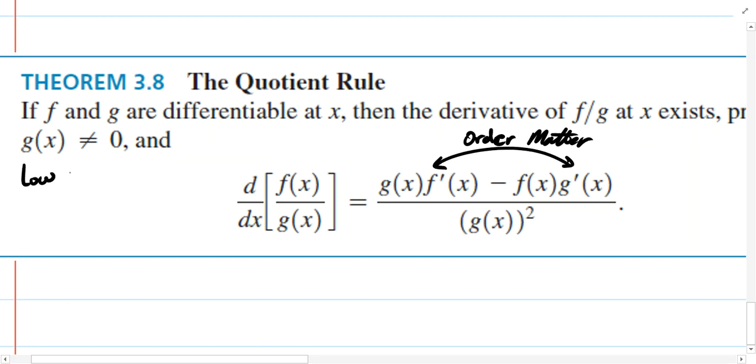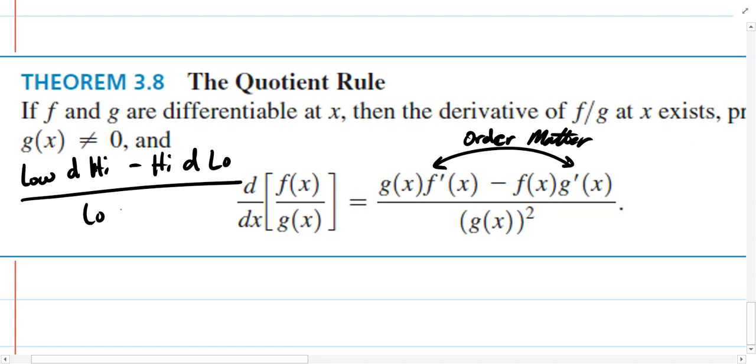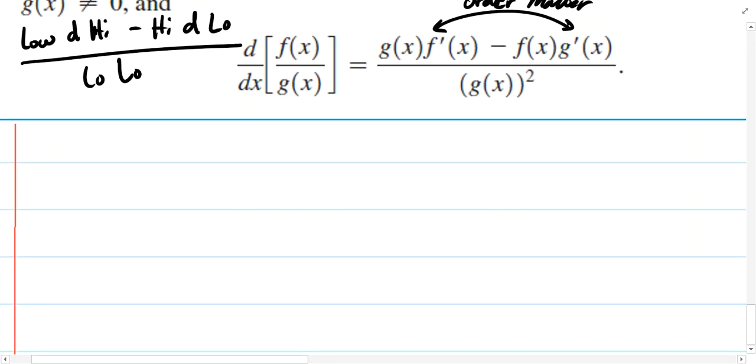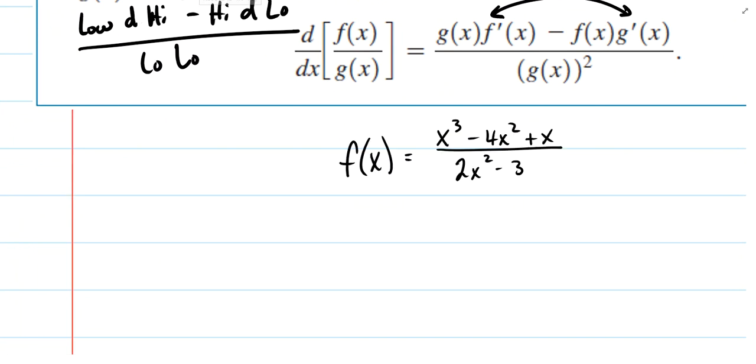From our original video, the phrasing that I said that might help you remember this quotient rule is low d high minus high d low over low low. If you say that phrase to yourself or come up with a little tune to remind that order, it'll help you memorize this rule pretty quickly. Low d high minus high d low over low low. And let's try an example with that.